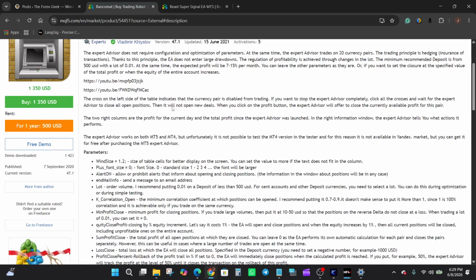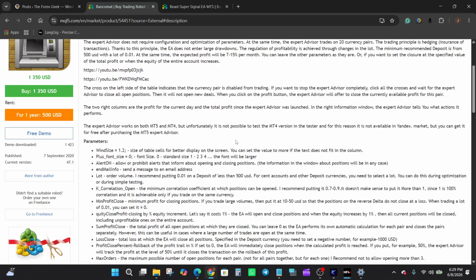Moving through the features section, the recommended minimum deposit is 500 US dollars, using a 0.01 lot size. The developer notes that profitability can be adjusted primarily through changes in position sizing, which makes lot selection one of the most important settings available.